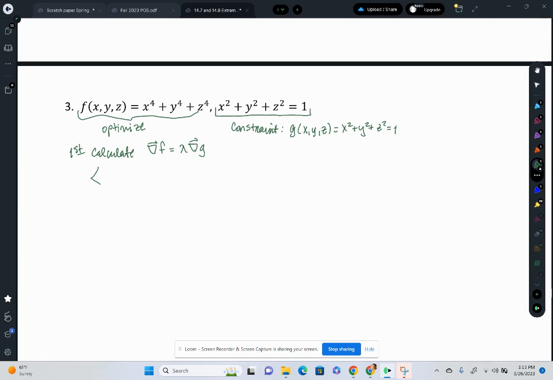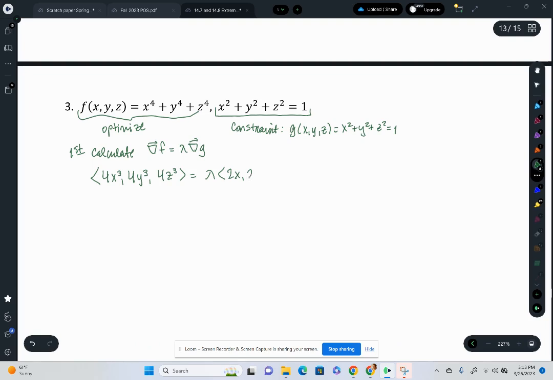The gradient of f, it's going to be the vector with all my first partials. Partial with respect to x is 4x cubed. Partial with respect to y is 4y cubed. And the partial with respect to z is 4z cubed. This is equal to lambda times, and then in my constraint, the partial with respect to x is 2x, with respect to y is 2y, and with respect to z is 2z.